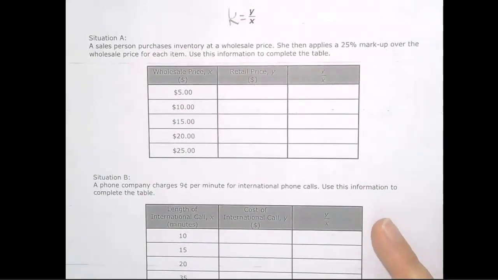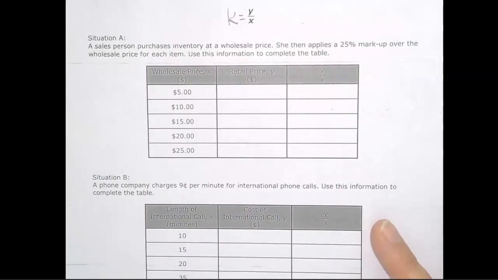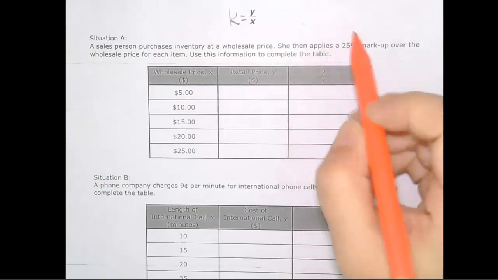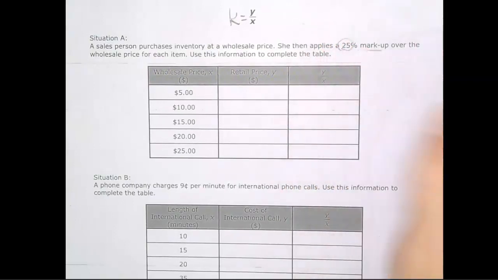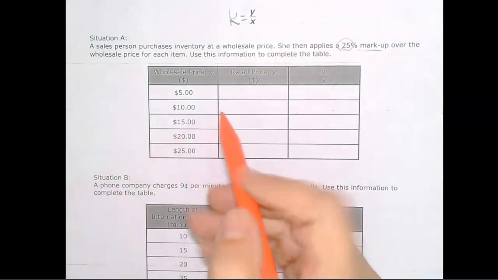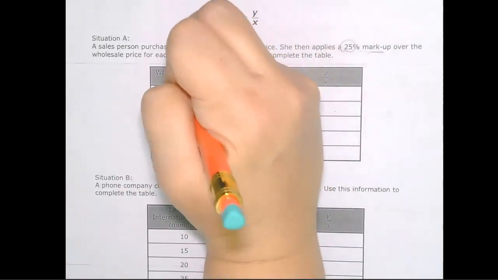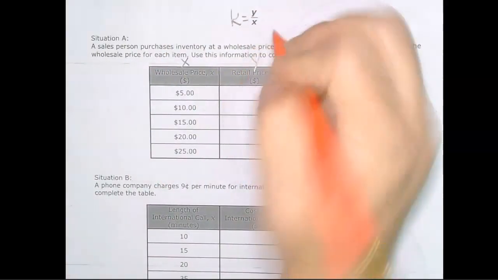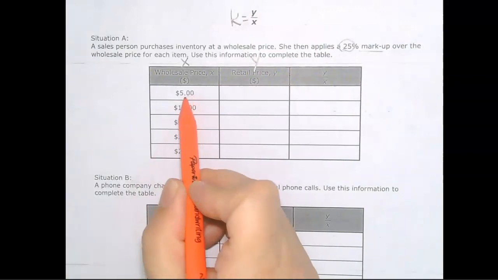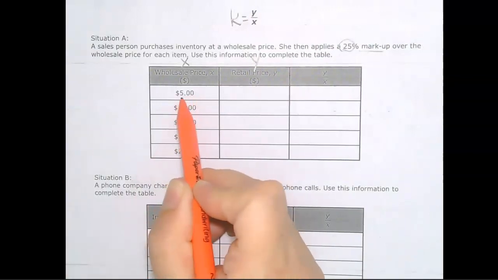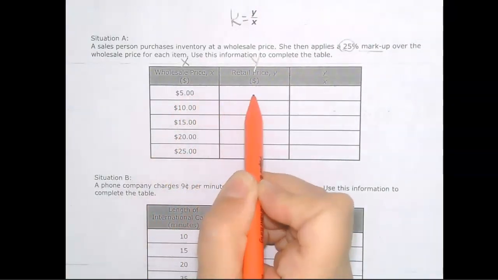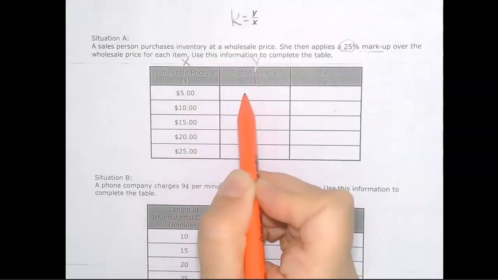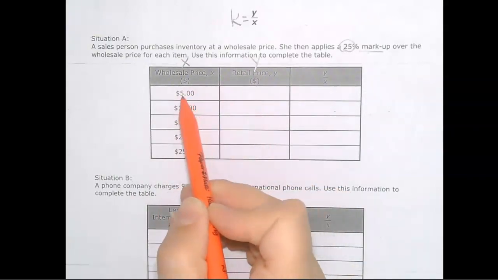So for situation A, we have a salesperson that purchases inventory at a wholesale price. Then she marks it up by 25% over the wholesale price for each item. Use this information to complete the table. So we have the wholesale price, that's our X, and then we have the retail price, that's our Y. So what we have to do is determine 25% of $5 and then add that on to determine the retail price, okay? So we have $5.